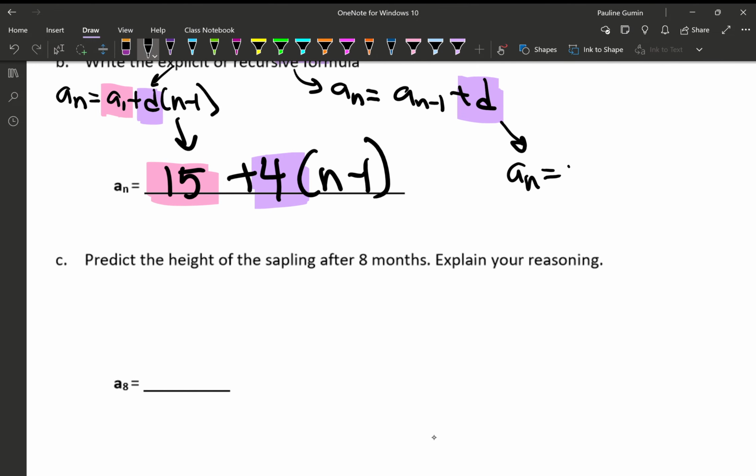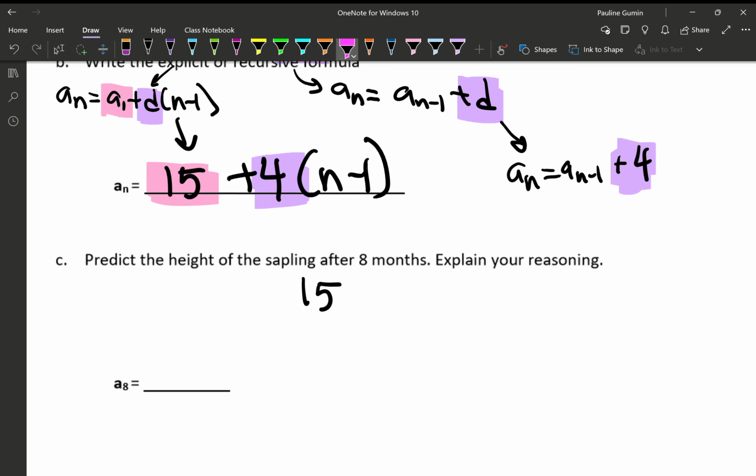Letter C asks us, oh, you know what, let me write an example of the recursive one, just in case you feel like it. It would look like this. And as simple and nice as it is, it doesn't really help us solve much, unless we continue the list. Letter C, however, asks us for 8 months. You could use the recursive formula to keep adding to see where it is at month 8. Or you can plug it into the explicit one we just found.